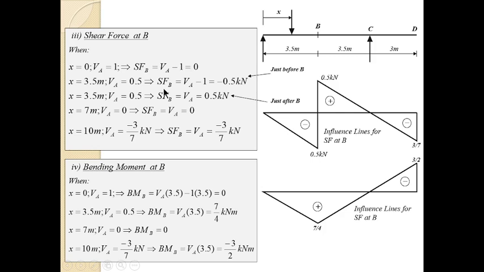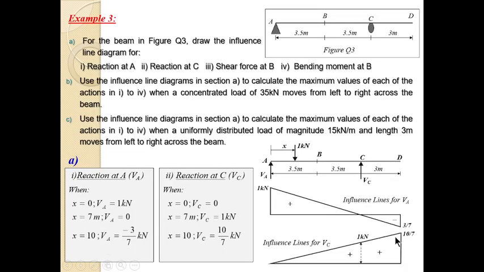And so we go again. What about reaction at C? Where do we have the maximum coordinate here? The maximum coordinate in this place is 1, but this place is 10 over 7, which is more than 1.